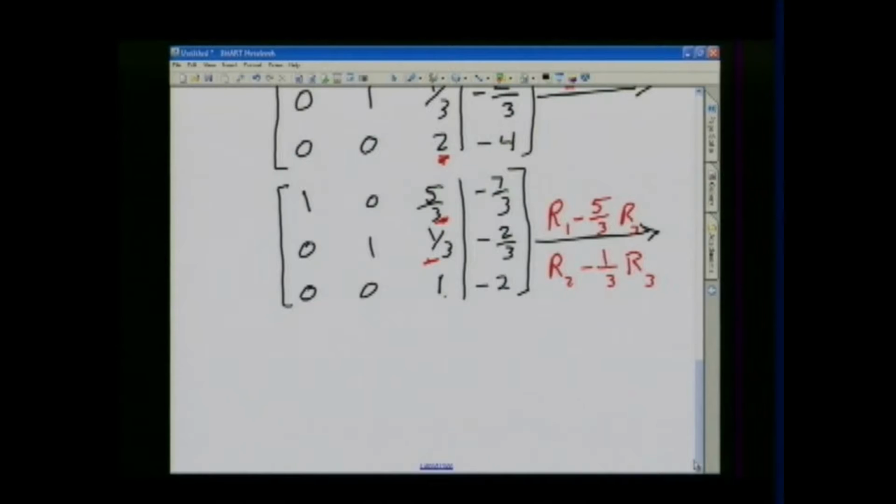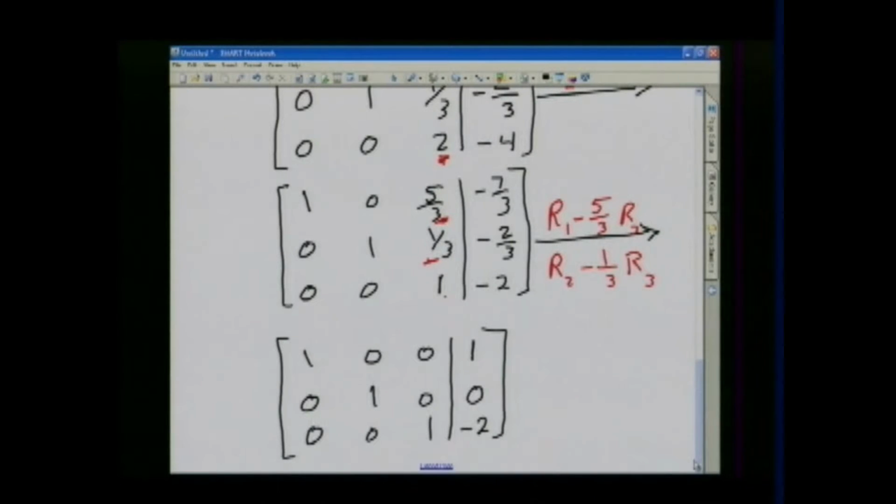When you do that, you're going to end up with 1, 0, 0, and then 1, you end up 0, 1, 0, and the constant now would be 0, and then 0, 0, 1, and minus 2.